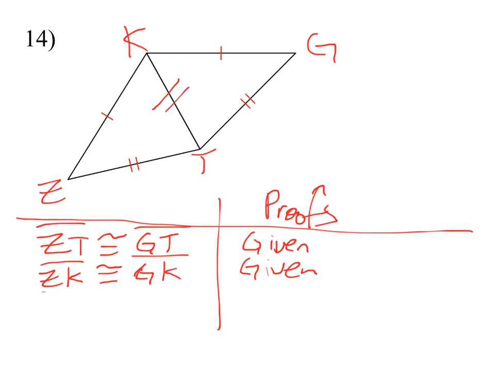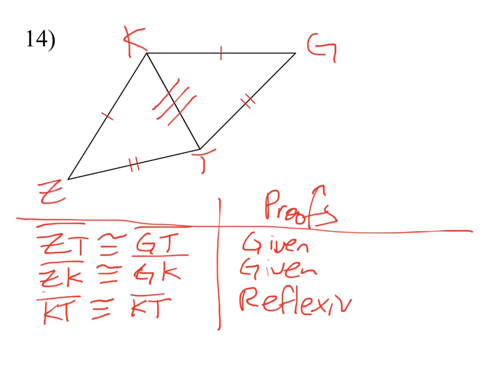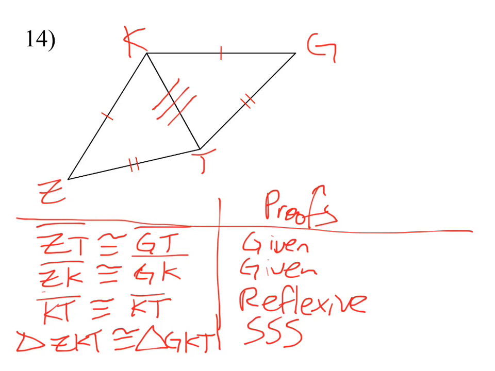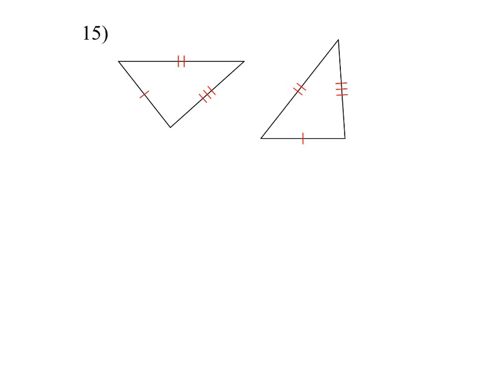Something we can add, though, is right here. I know that KT is congruent to KT. And that's because of the reflexive property. Just everything's congruent to itself. So that's that congruence there. And then the last part, these two triangles, ZKT is congruent to triangle GKT. And that's by side, side, side. That brings us to 15.